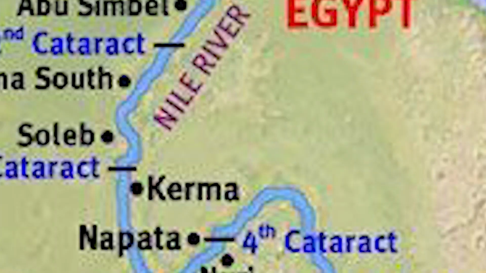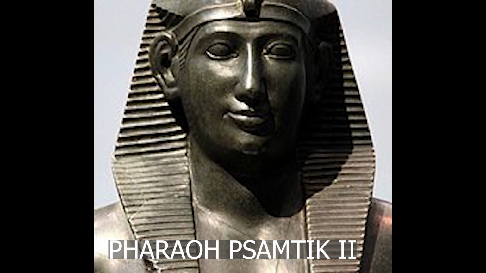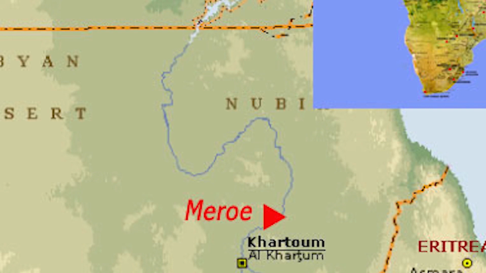In this episode, we'll be looking at another Nubian kingdom, Meroe, also sometimes pronounced Meroe. Napata, the capital city of Kush, was sacked around 590 BC by the Egyptians under the leadership of Pharaoh Psamtik II. After this, Meroe became the capital of the kingdom of Kush and then gradually developed into a large, prosperous empire.